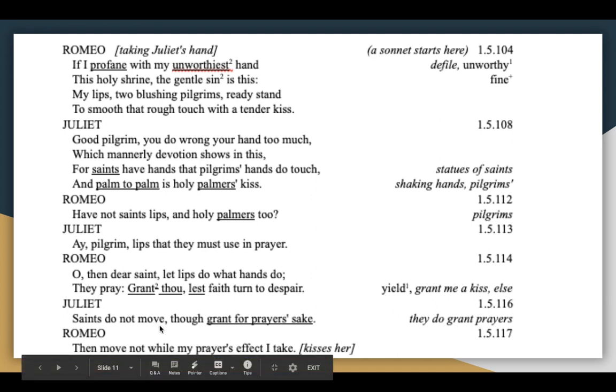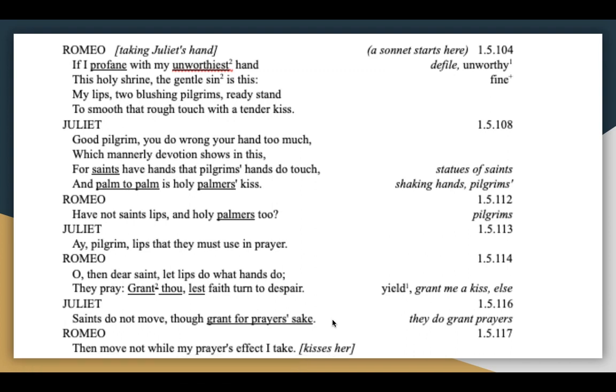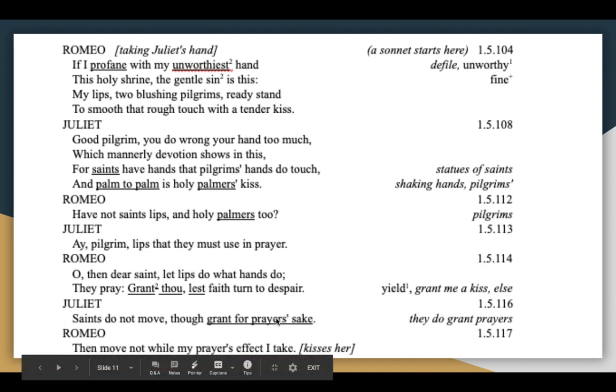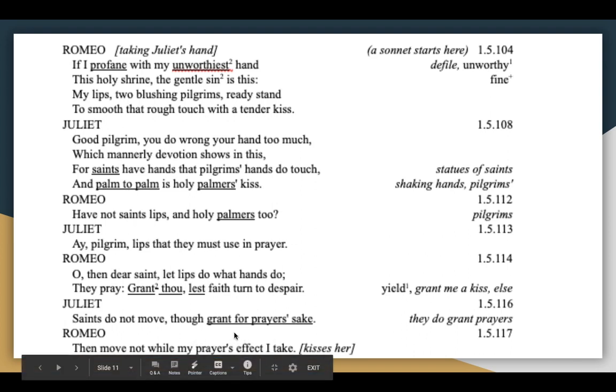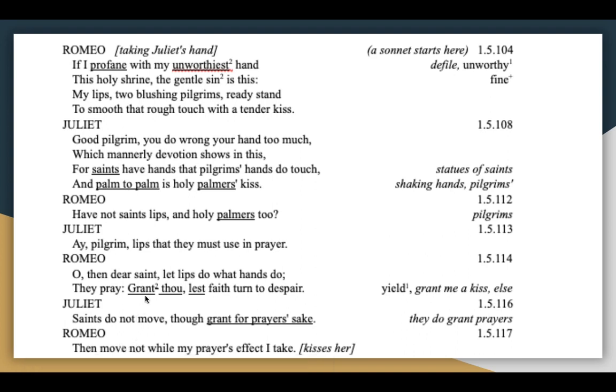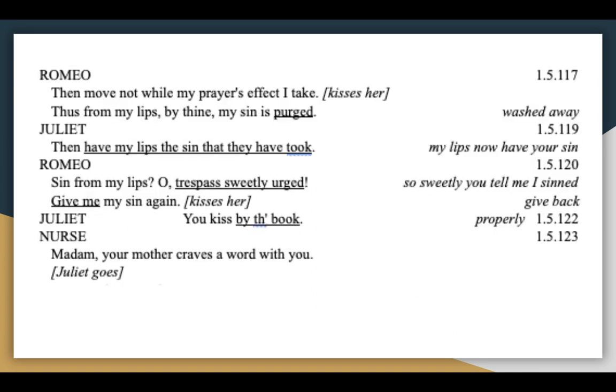Saints do not move, though grant for prayer's sake. So they only move when they're granting prayers. Otherwise, these statues of saints do not move. And he says, then move not while my prayer's effect I take. So don't move then, whilst my prayers, which are to kiss you, take effect. So my prayers come true by kissing you; don't move so I can do it. And he kisses her. And that's the sonnet. That's what it means, and I'll explain that at the end.